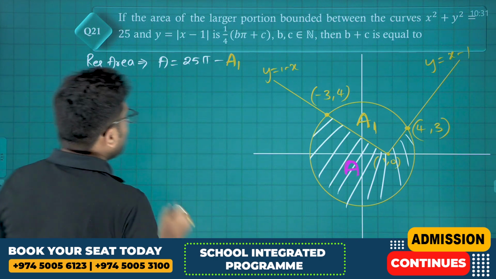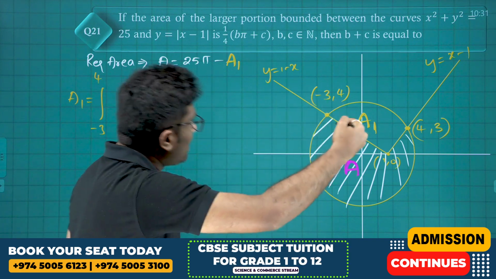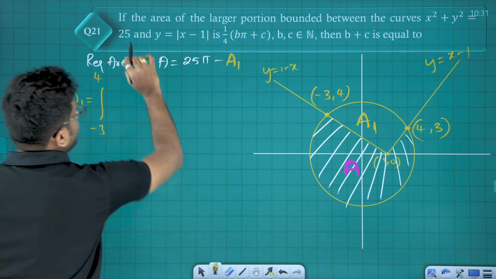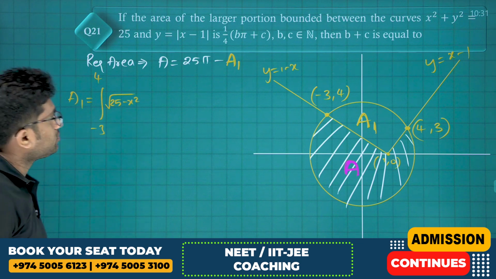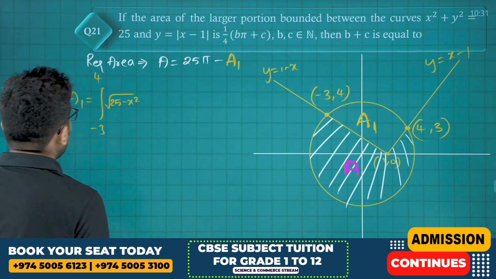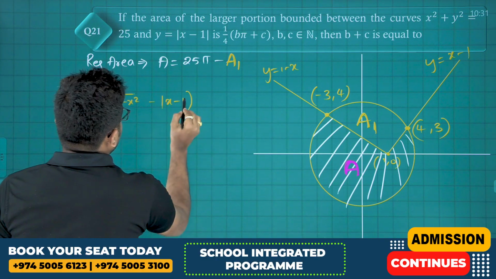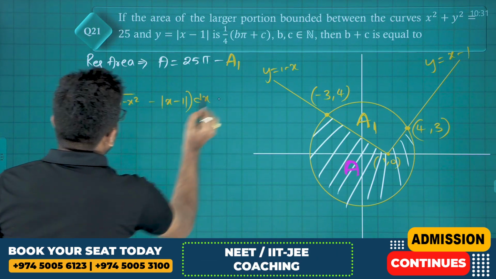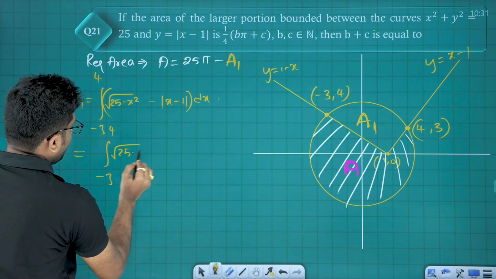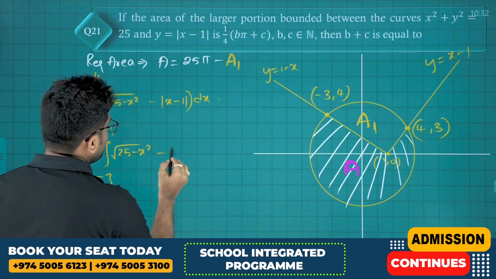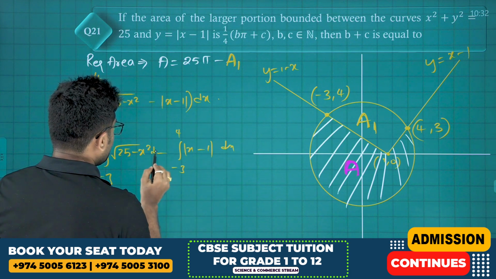So now what is A1 actually? A1 is equal to, from where to where? From minus 3 to 4, circle minus modulus. What is circle? Root over 25 minus x square. Minus modulus, where modulus is mod of x minus 1, whole dx. So this is nothing but the integral from minus 3 to 4 of root over 25 minus x square, minus the integral from minus 3 to 4 of mod of x minus 1 dx.